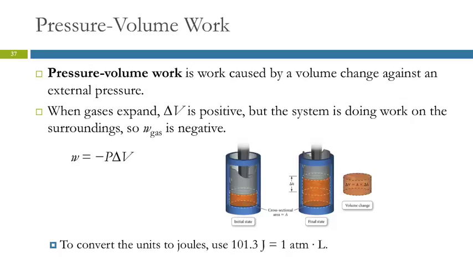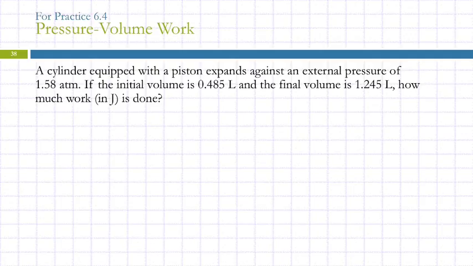And here's a useful little conversion factor. 101.3 joules is equal to 1 liter times an atmosphere. Because work is a transfer of energy, right? Pressure in units of atmospheres, volume in units of liters, 1 atmosphere liter is equivalent to 101.3 joules. You don't need to memorize that specific number, no. But at least have it in your head that it exists so you can go look for it.